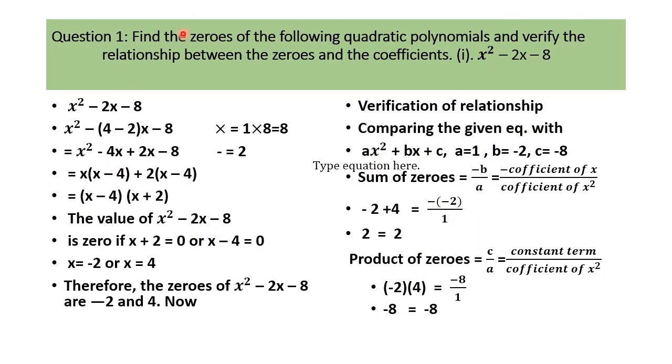Now we will take question first of exercise 2.2, and this is the first part of question first. Find the zeros of the following quadratic polynomial and verify the relationship between the zeros and coefficients. So this is the quadratic polynomial. Now we will break the middle term, and then we get two factors.